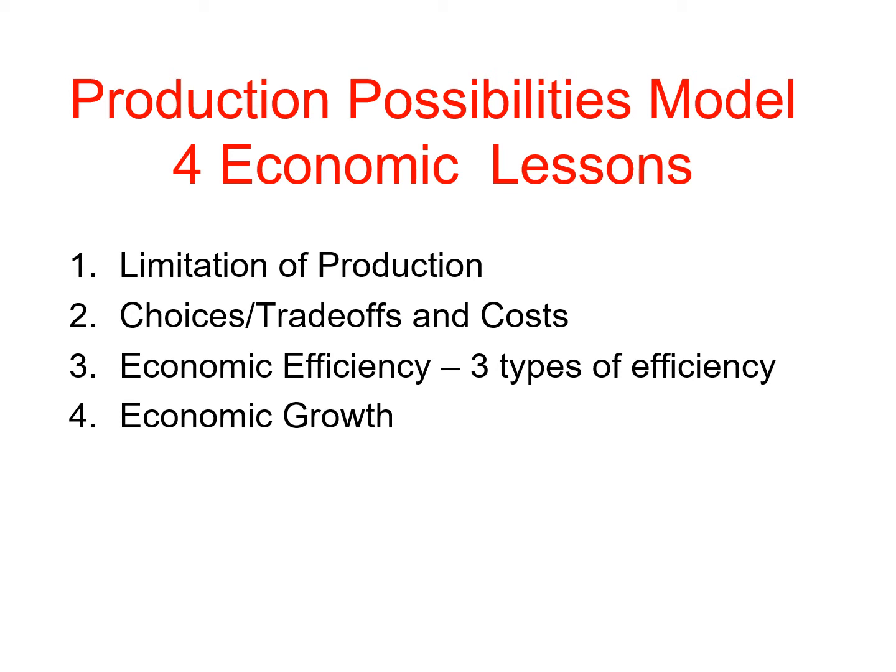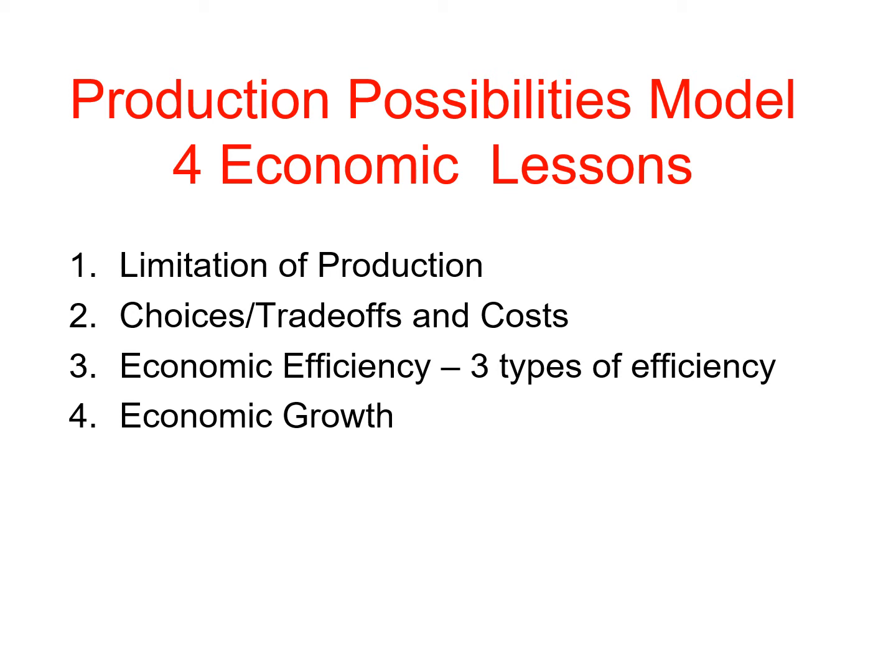Because of lesson number 1, limitations of production for a specific time under consideration, we have choices, trade-offs, and costs. To get more of X, we have to give up some of Y. We can't have more of one type of output without giving up some of another type of output. The model helps us quantify this idea and graphically observe choices, trade-offs, and costs.